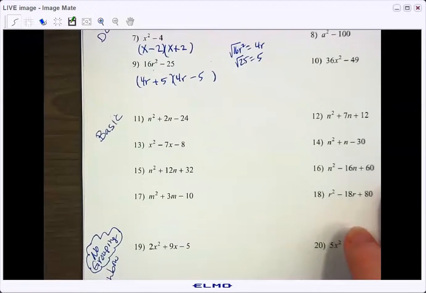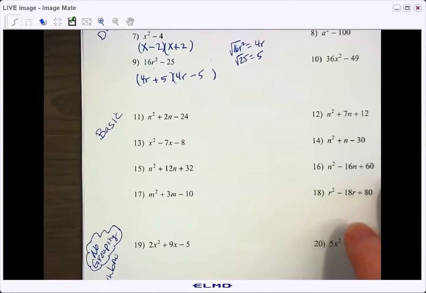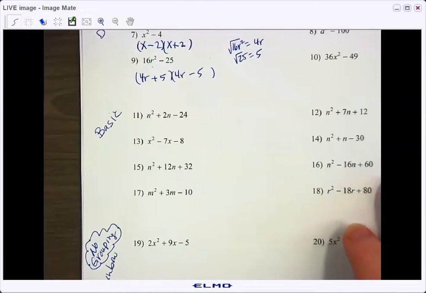Okay. So for those of you that added after I said it, this is a review for the quiz this week. This is a review for the quiz this week. Okay.